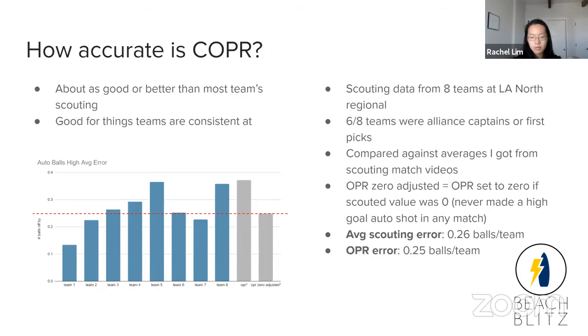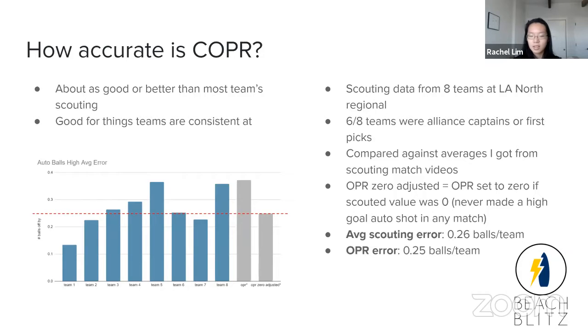So on average, the teams are off by about a quarter of a ball per team. This is the average of all the qualification matches. So that's pretty good. OPR was slightly better than this, actually. It was at 0.25 instead of 0.26. This is using what I call OPR 0 adjusted, which is if the team scouting data says that the scouted value was 0, that is, they never made a high goal shot in any of their qualification matches, then I set the OPR to 0.